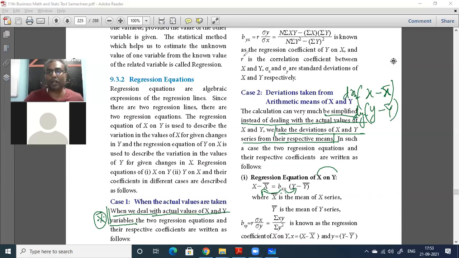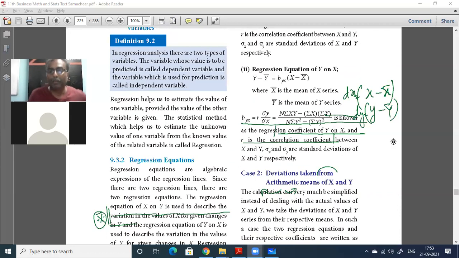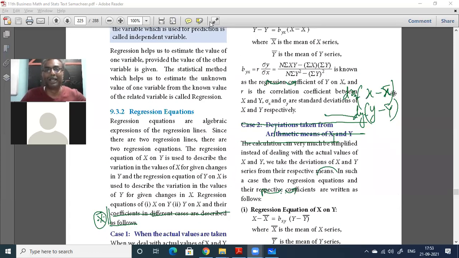I also want to remind you of the other one. When b of y on x is given, y is on the left side, x is on the right side. So you remember how to write the equation. Y is on the left side, x is on the right side. These are simple things to remember. Otherwise, there is nothing complicated.